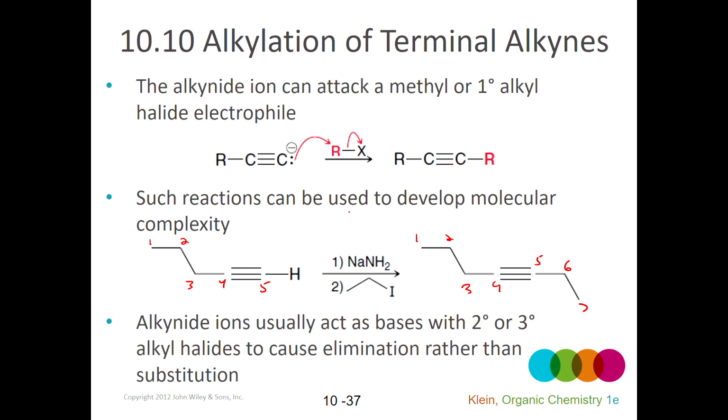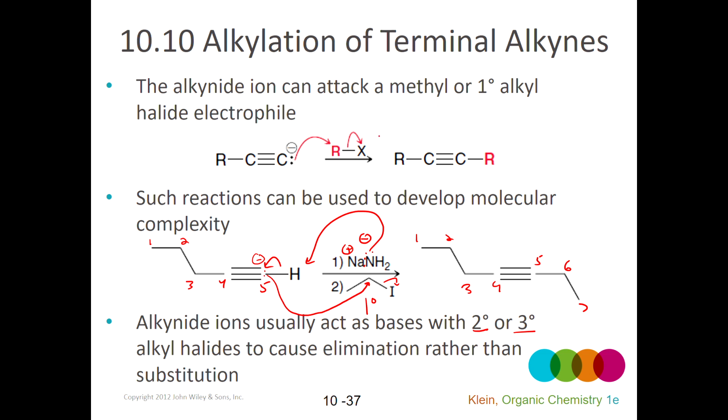So it's a two-step process overall. I'm first using the Na, which is just a spectator ion, with NH2 minus, and then NH2 minus simply does a proton transfer to create a negative charge here. Then that negative charge will act as a nucleophile and attack here and push out the iodide. So the limitation here is the electrophile that my alkynide is going to attack has to be primary. It won't work with secondary or tertiary alkyl halides due to sterics.